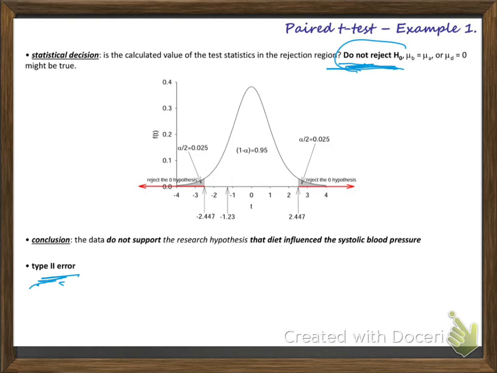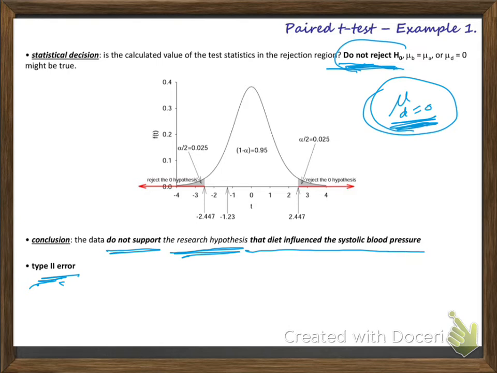So H0 was saying that mu delta equals 0. There is no change, okay? And we did not reject it. So there is no change. So the physician who said that there is an impact or influence or change is not right. So we don't support the research hypothesis that the diet influences the study. This one you can copy from the question, as I told you before, okay?